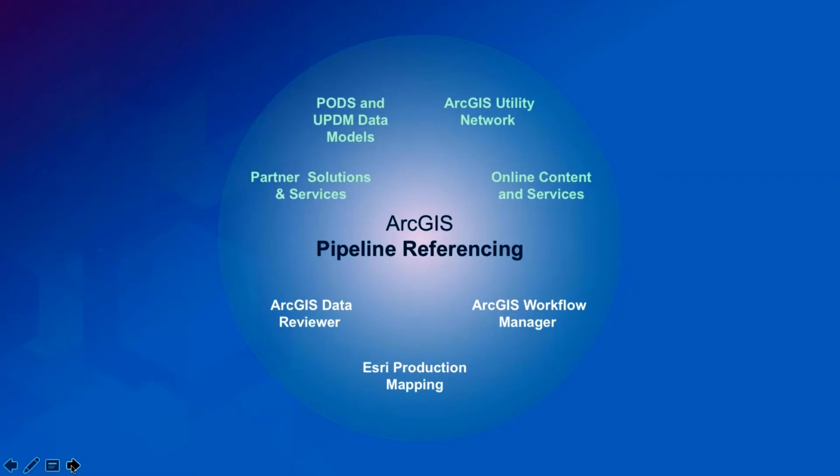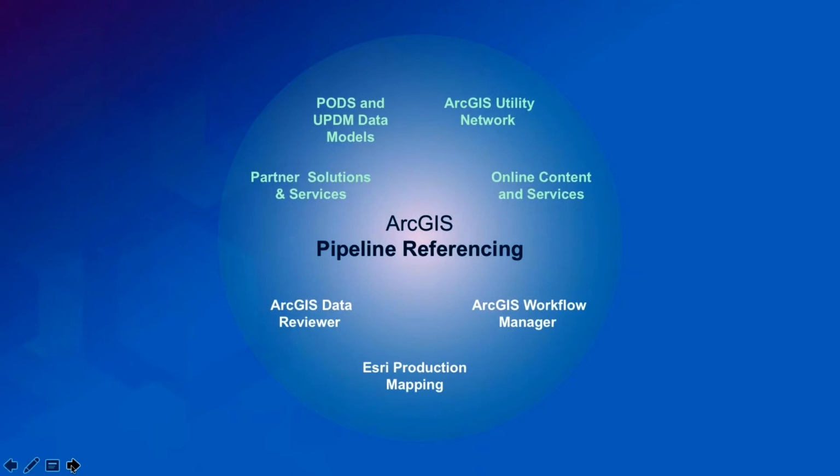Now, along with the software components, there's also other key components that you would want to take advantage of when using ArcGIS Pipeline Referencing. The largest one being our partner solutions and services. So although we're doing some of the editing in the core Esri environment, we still have a number of different partner applications that are supportive of this workflow. Things like alignment sheet generation, risk calculations, MAOP class, DOT reporting.